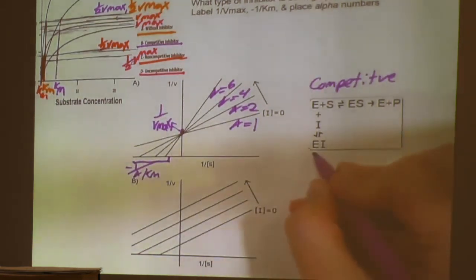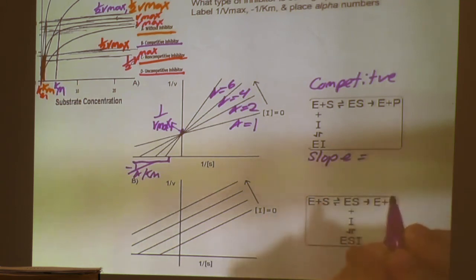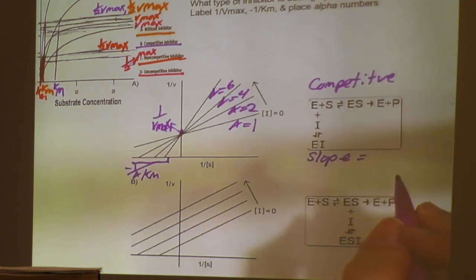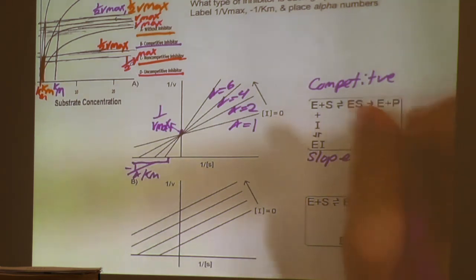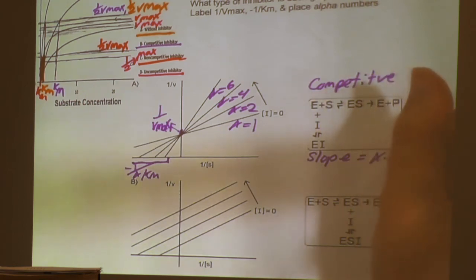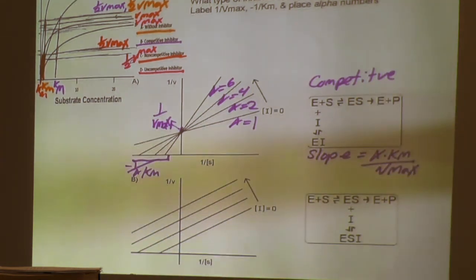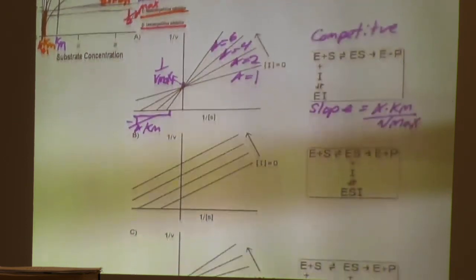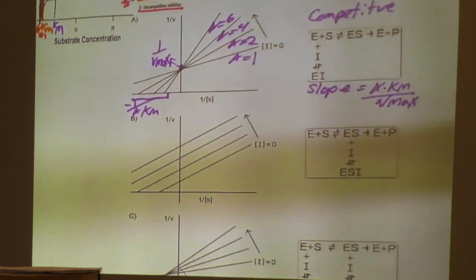And then what is the slope for competitive inhibitors? Okay. So the slope for competitive inhibitors is going to be alpha times Km divided by Vmax. Everybody got that? Okay. What about B? What type of inhibitor is that? Uncompetitive? Okay, awesome.